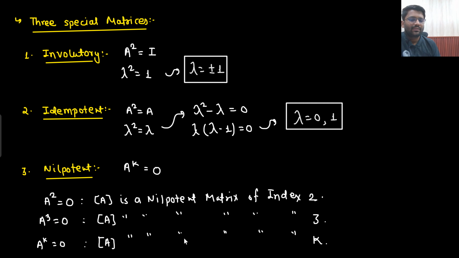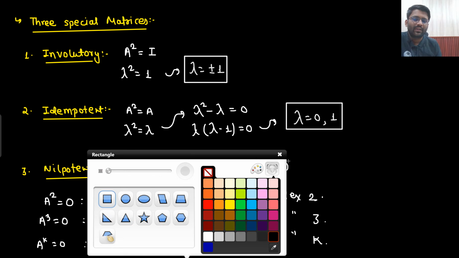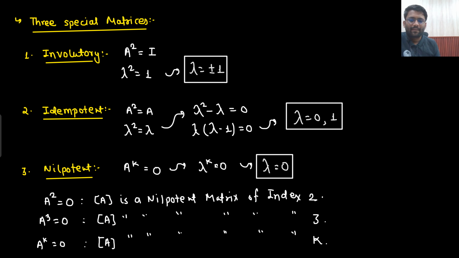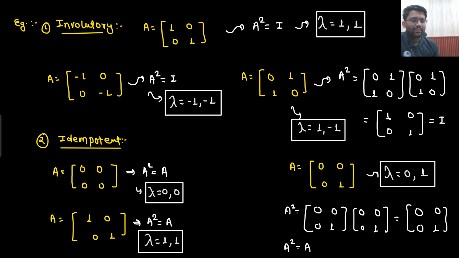Okay, this is the meaning. What about the eigenvalues? Eigenvalue will always be 0, no? Lambda to the power k you take. Lambda to the power k equals 0. That means lambda has to be 0 only. So for a nilpotent matrix, eigenvalues will surely be 0. Is that understandable to you? Okay. So this is the meaning.